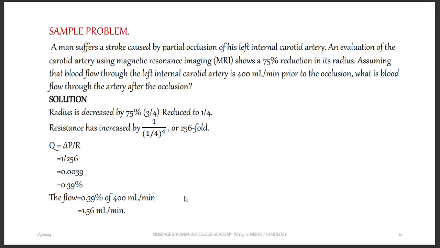And after this occlusion, have we been told anything in this question? Look at this. We've been told that the blood flow through the left internal carotid artery is 400 before the occlusion. Meaning that after the blood vessel has been occluded, what will be the flow? The flow is going to be 0.39% of 400, and that will be 1.56.